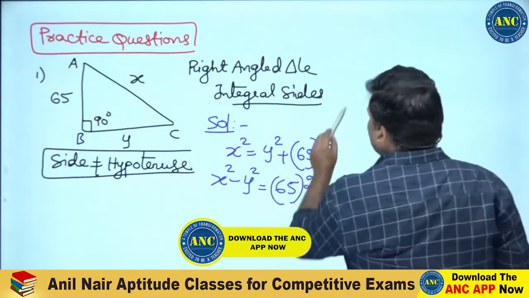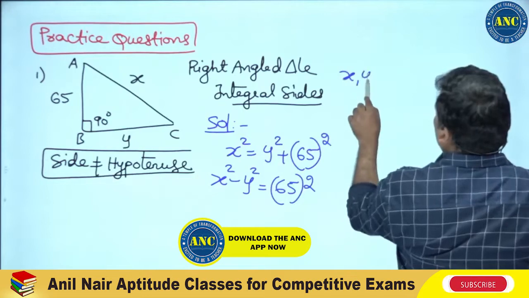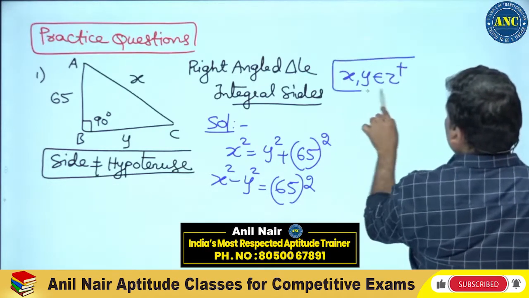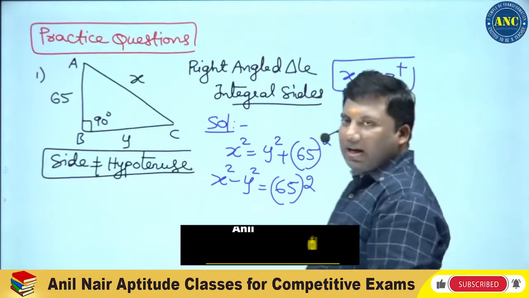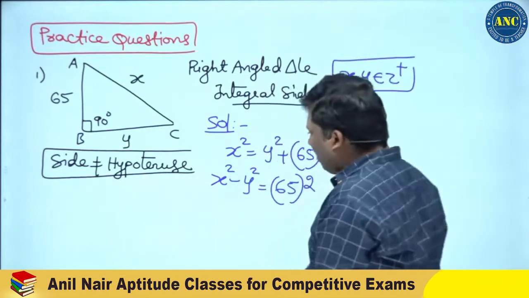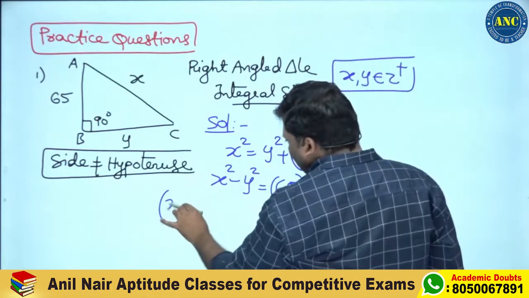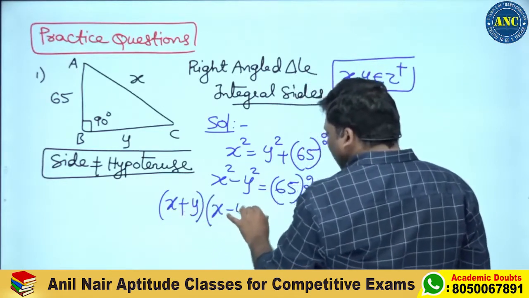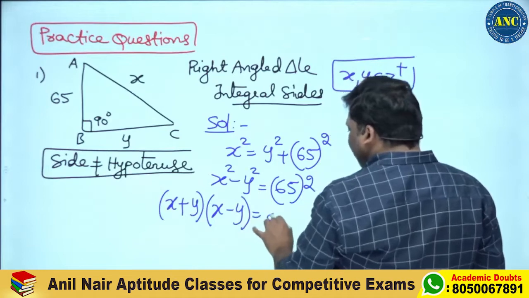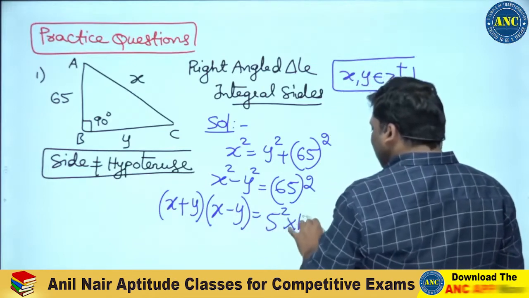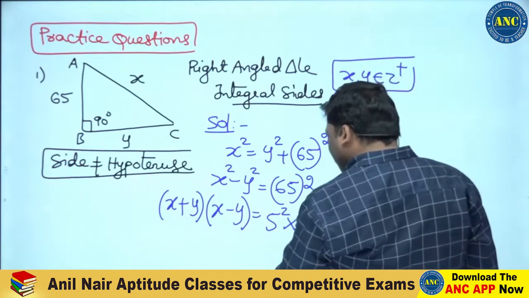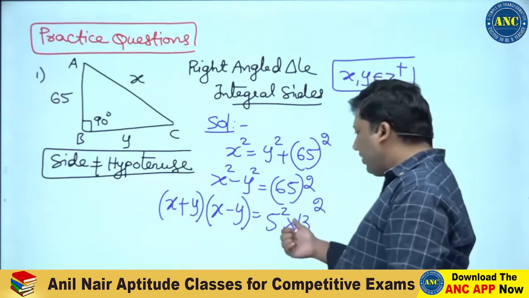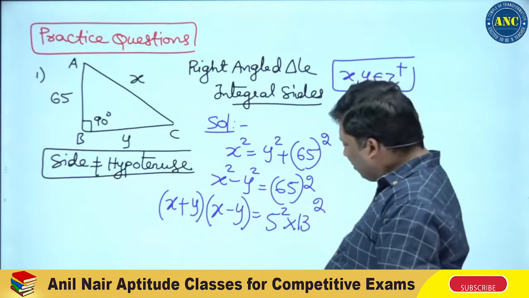These are sides, and sides will always take positive values. x and y are positive integral values. x squared minus y squared will be (x plus y) into (x minus y). 65 is 5 into 13, so 65 squared is 5 squared into 13 squared.